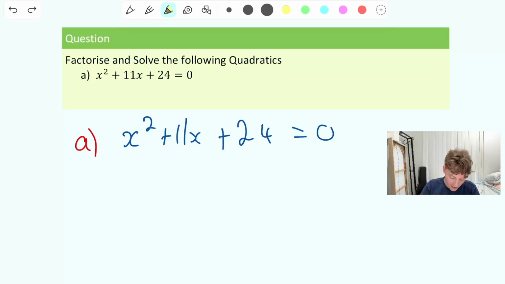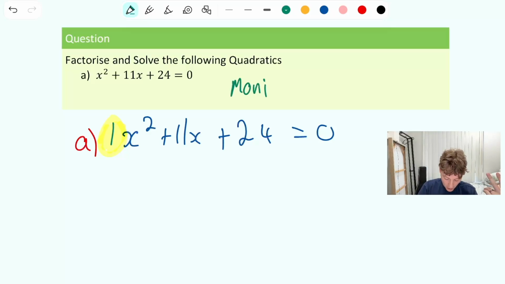So when factorizing quadratics, I really want to check what number is here in front of my x squared term. If no number is written, we assume the number 1, and why this matters is we have two main techniques for factorizing quadratics. We have techniques for monic quadratics, monic meaning 1, which means I have a little 1 out the front of my x squared. This quadratic here we would call a monic quadratic.